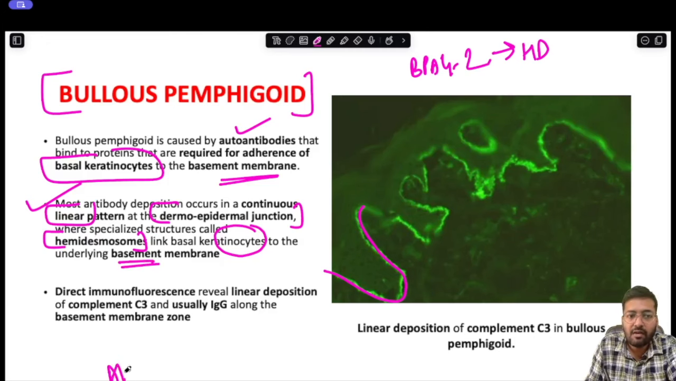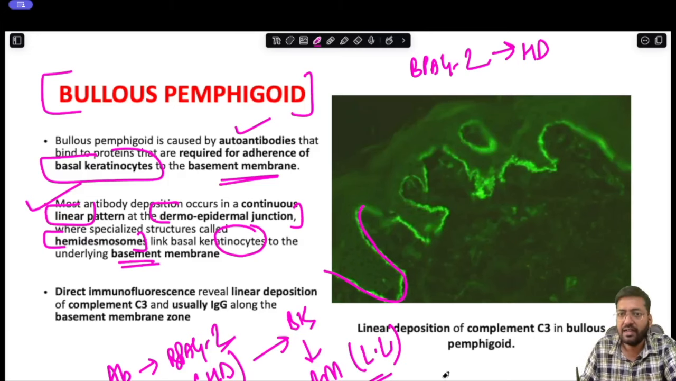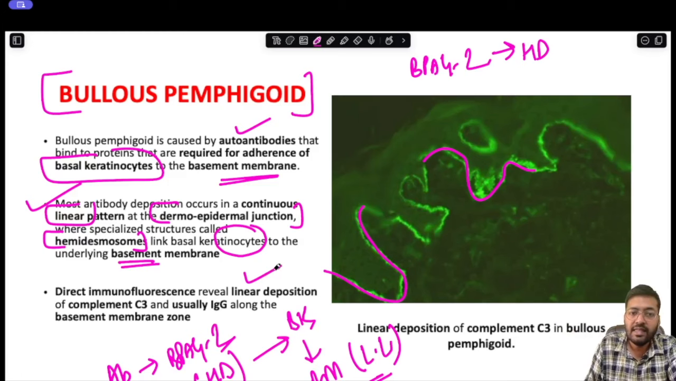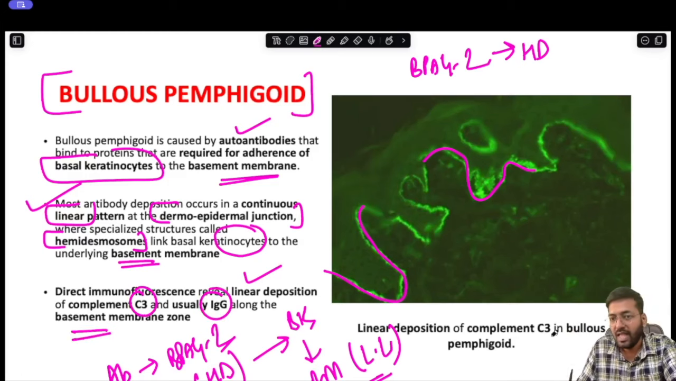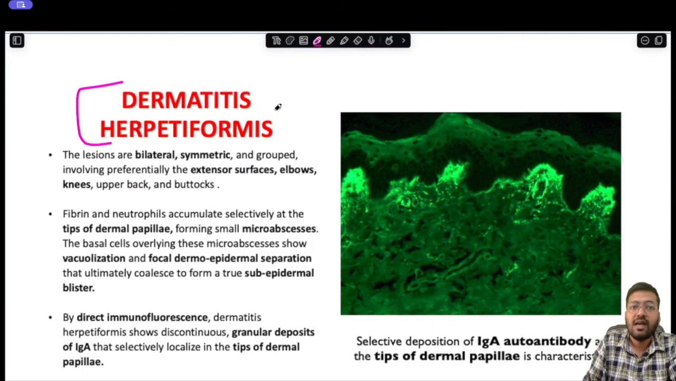So antibodies are formed against BPAG2, the component of the hemidesmosome which connects the basal keratinocytes with the basement membrane, to the lamina lucida part of the basement membrane. So the deposition also occurs at that dermoepidermal junction, a linear deposit. Direct immunofluorescence reveals linear deposition of complement C3 and usually IgG along the basement membrane zone, as you can appreciate in case of bullous pemphigoid. The next important condition that we are going to see is dermatitis herpetiformis.